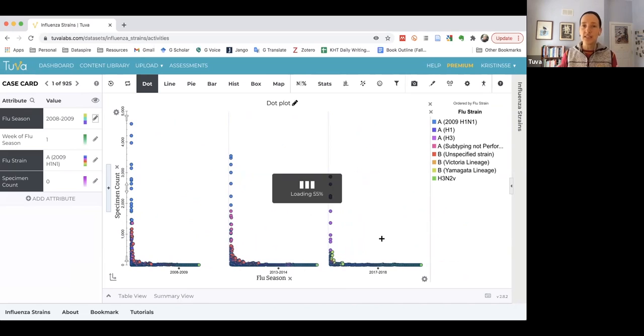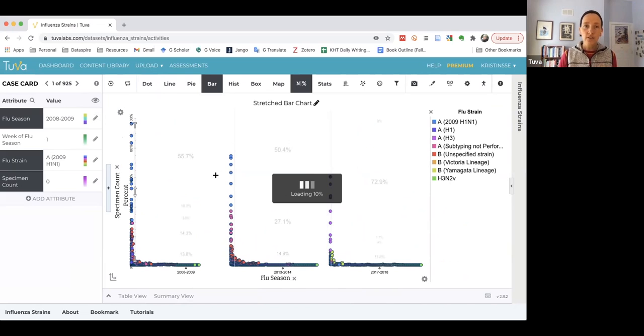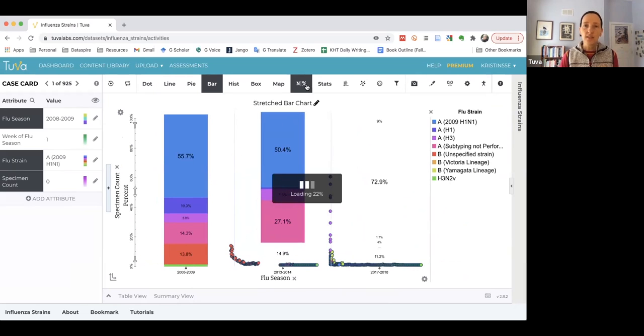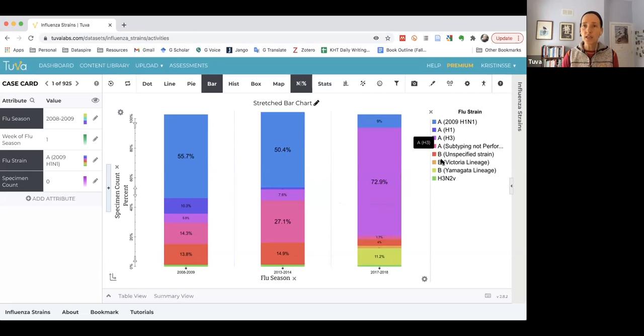And while this is interesting, we've got a lot going on down here in the bottom. So this is a great opportunity, as we're trying to look at that first question of what's the most prevalent each season, to change up the graph type. Let's make this into a stretched bar chart, and show our percents by bar section. Perfect. Each flu strain now shows, of all the specimens collected in each flu season, proportionally what part of that whole were these different strains.